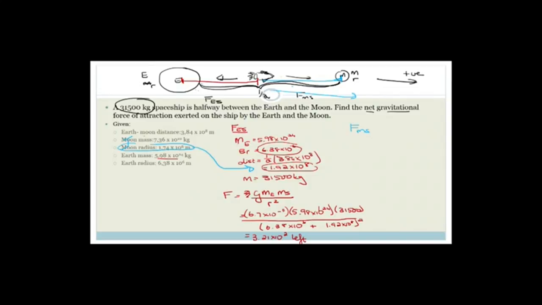If we do that, I'm going to fill it in over here. G, which is 6.7 times 10 to the negative 11, times the mass of the moon, which is 7.36 times 10 to the 22, times 31,500, all divided by the sum of the distances. So remember, it is the half of the Earth-Moon distance, which is 1.92 times 10 to the 8, plus the moon radius of 1.74 times 10 to the 6, all squared.